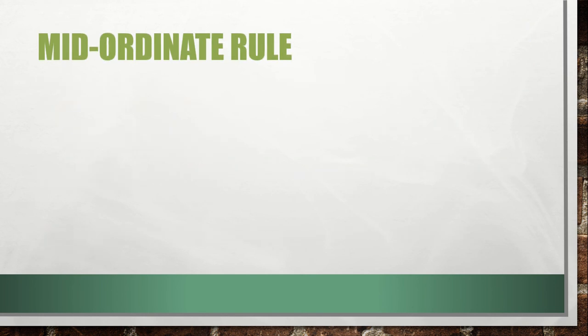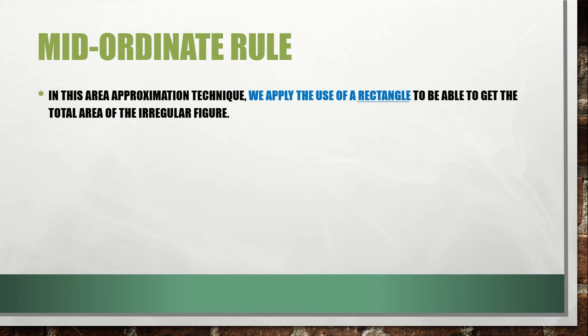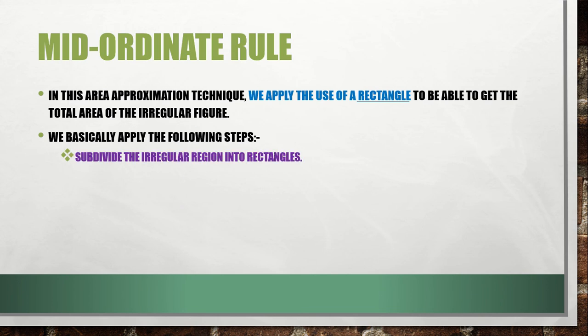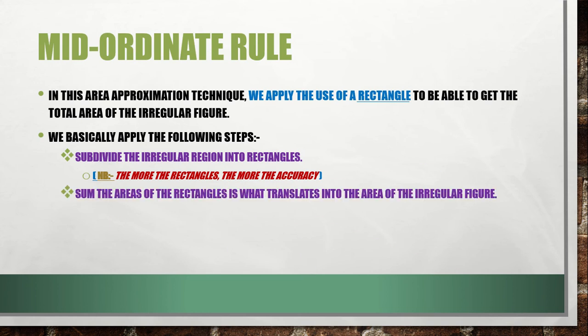Let's quickly look at the part of approximating areas. I believe I've spoken about this. We apply it by use of a rectangle. In this area approximation technique, we use rectangles to get the total area of the irregular figure. We basically apply the following steps. 1, subdivide the irregular region into rectangles, and something you need to note also, the more the number of rectangles, the more the accuracy. 2, sum the areas of the rectangles.